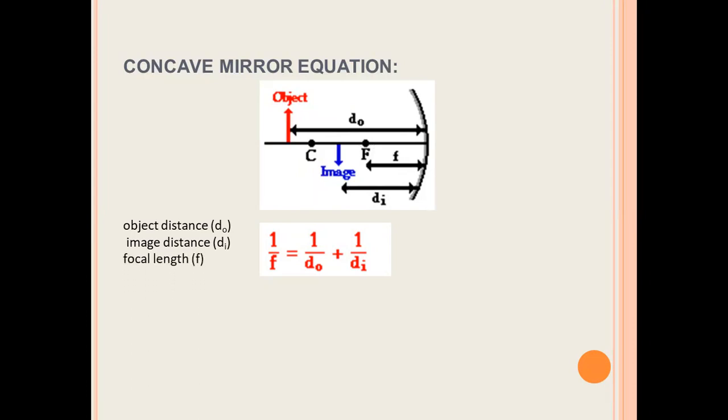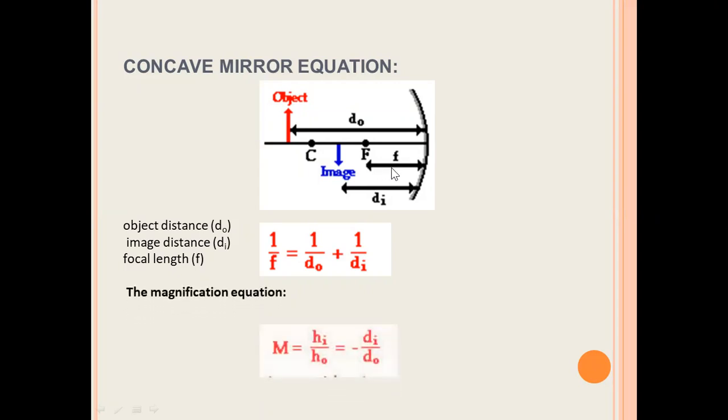The focal length f is half of the radius of a concave mirror. The radius of the concave mirror, as you can see in the diagram, is the length between the point C up until the edge of the concave mirror. If we're going to have that, that is already the focal length f.